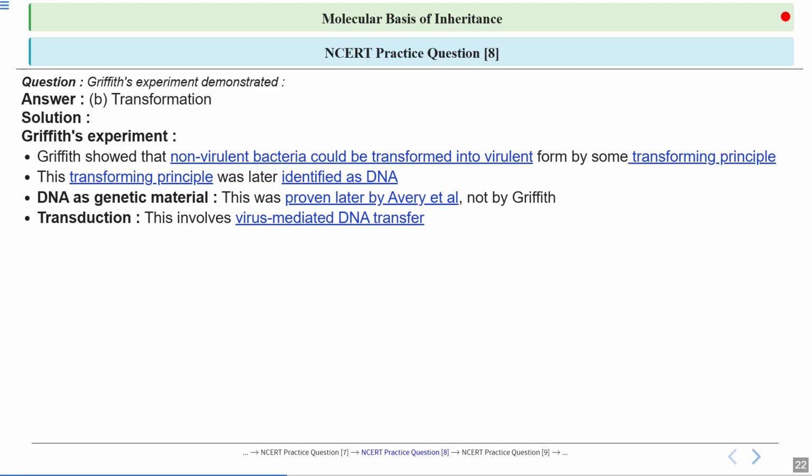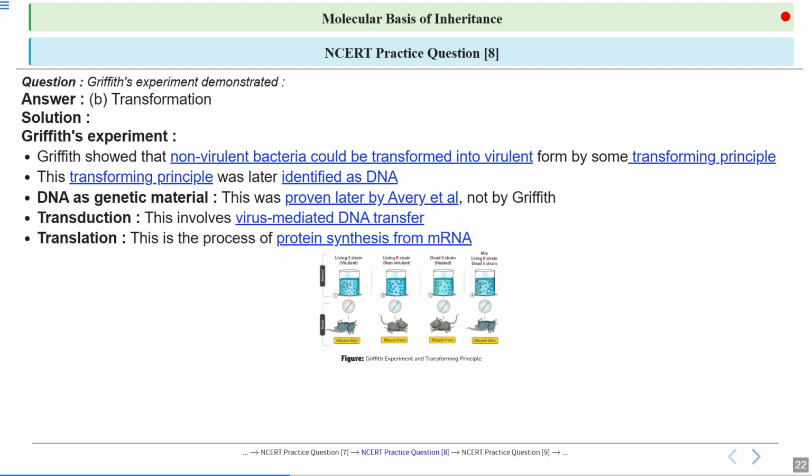Now there was one term, transduction. So transduction involves virus-mediated DNA transfer. When a virus infects the host cell, the virus transfers its nucleic acid into the host cell, and the protein coat remains outside. Translation, we know that it is synthesis of proteins from the messenger RNA. So this was the experiment done by Griffith.